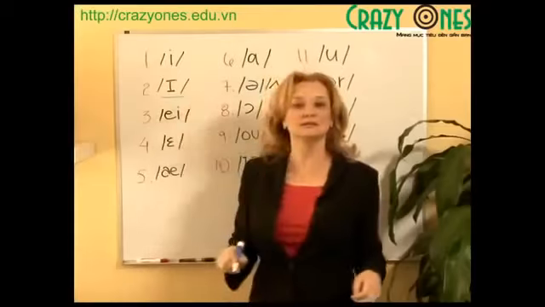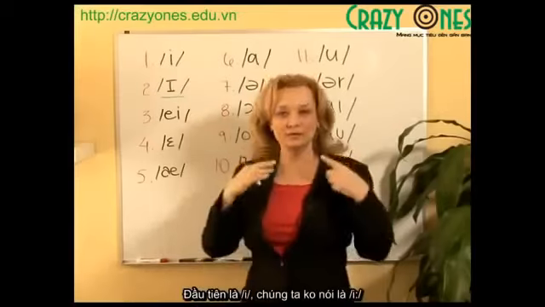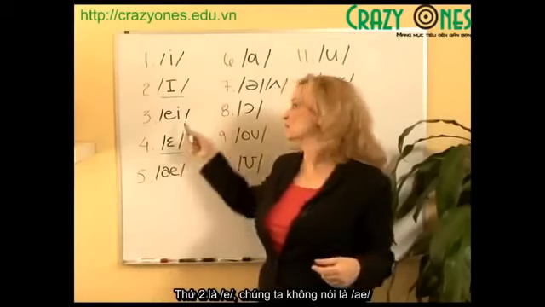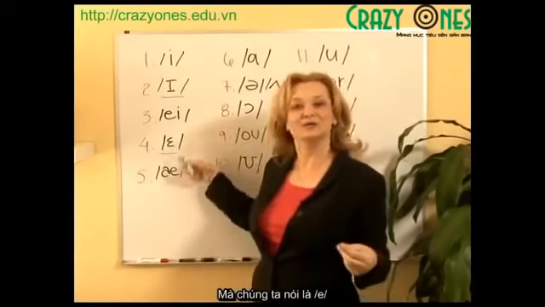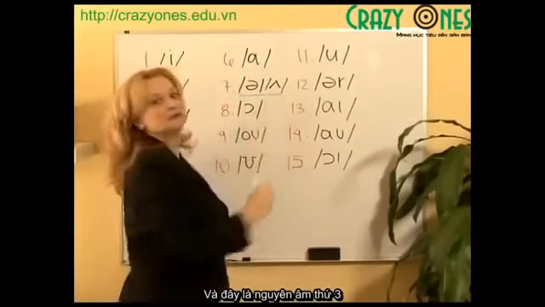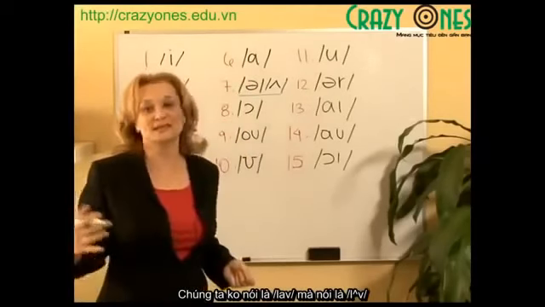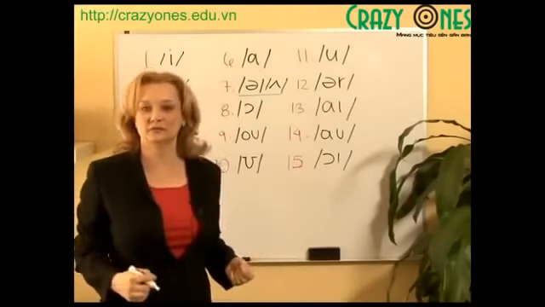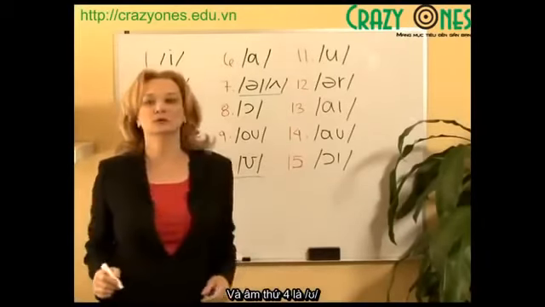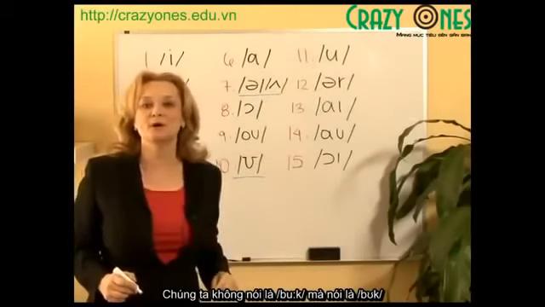The first one is I. So we don't say E, we say I. Very neutral, very relaxed. The second one is E. We don't say A, we say E. The third one is uh. We don't say love, we say love. And the fourth one is uh. We don't say book, we say book.